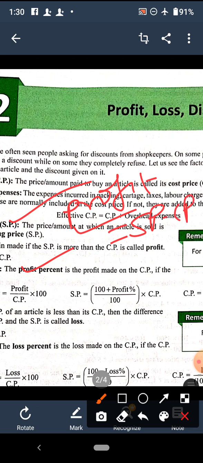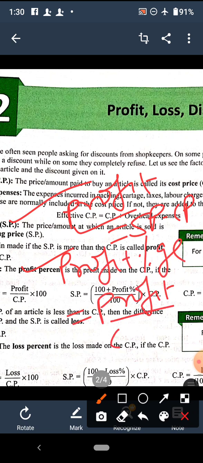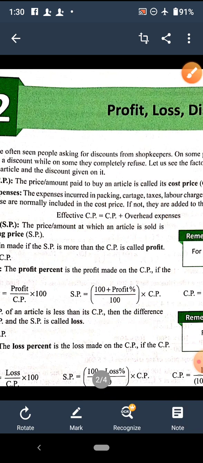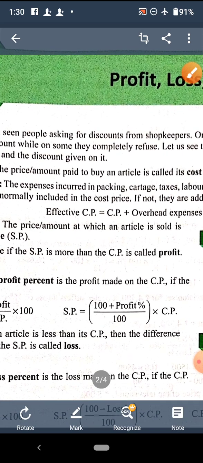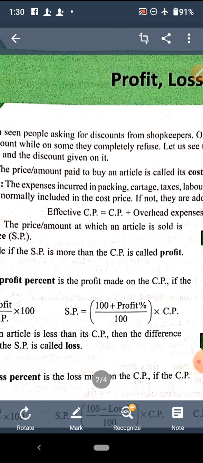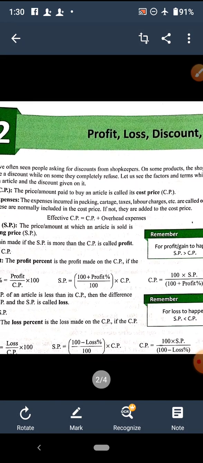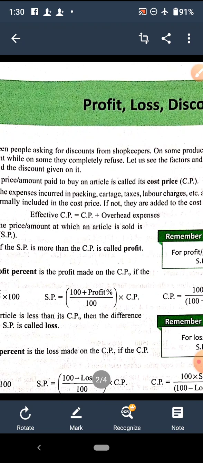And what is the profit percentage? The formula for profit percentage is profit upon cost price multiplied by 100. Always remember, whether you find loss percent or profit percent, in the denominator you will use the cost price. Then if you want to find the selling price when the cost price is given, you have to use this formula: selling price is equal to (100 plus profit percent) upon 100 multiplied by cost price. And if you want to find the selling price when there is a loss, then 100 minus loss percent.